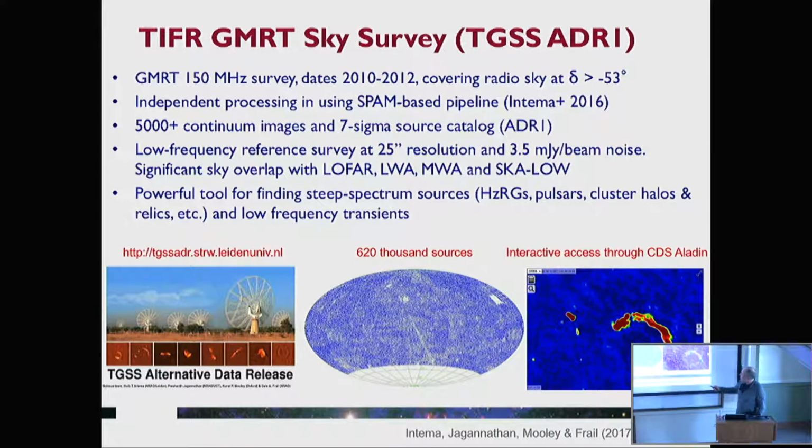Our 7 sigma catalog has 620,000 sources. Our 5 sigma catalog has nearly 1 million sources. This is the second largest survey ever done of the radio sky. And we made it publicly available last year on this website here. You can grab images, you can grab the FITS catalog, whatever you want. You can cruise through Aladin if you want.